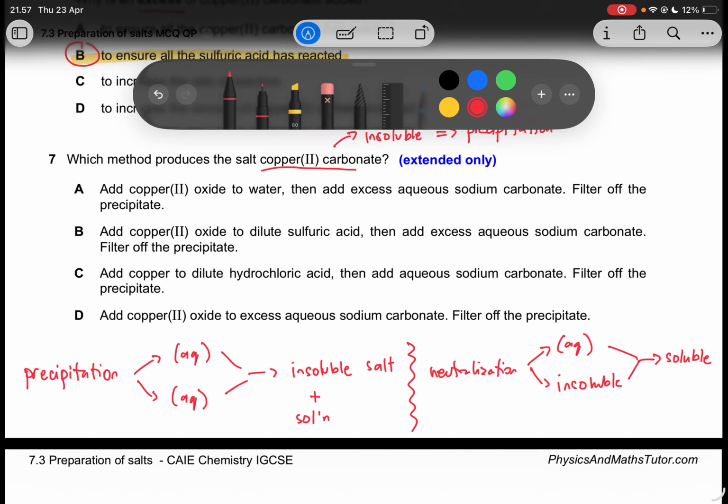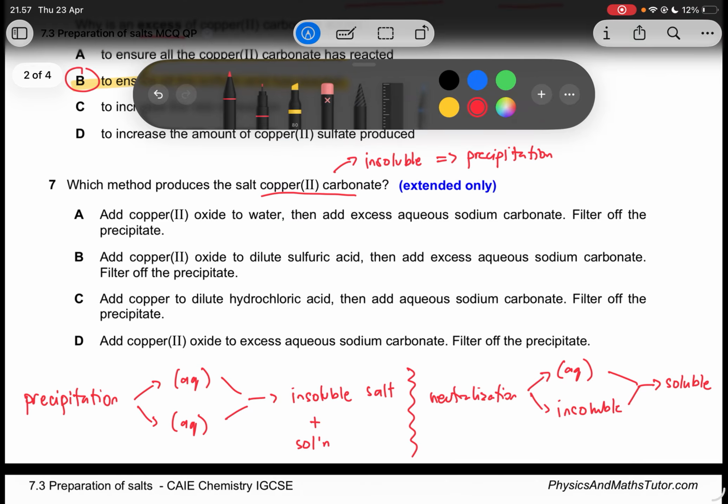Okay, so in this case, we are doing precipitation. So our target is to find the two aqueous solutions. We already know that the aqueous solution for that will be our acid. So let's check our choices. Letter A, add copper 2 oxide to water. We have to remember that copper 2 oxide is insoluble in water. So you cannot form a solution by adding it into water. Then add excess aqueous sodium carbonate. That is actually possible. Filter off the precipitate.